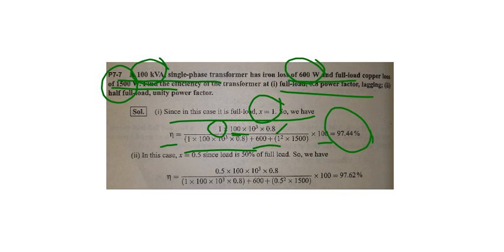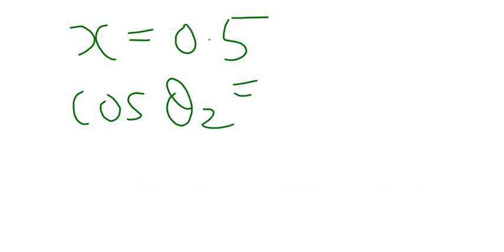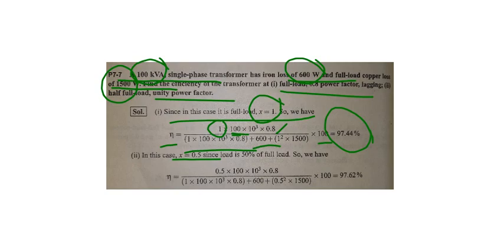I expect you to do the calculation of this. Don't simply watch this video and ignore. Please do the calculations. These kinds of problems might appear in your examination also. This is one part. The second part is the case when x is equal to 0.5. You can see here x is equal to 0.5, then the power factor is given as unity. So in the second case, x is equal to 0.5 and cos theta 2 is equal to 1. Now using that you are supposed to make the substitutions here.